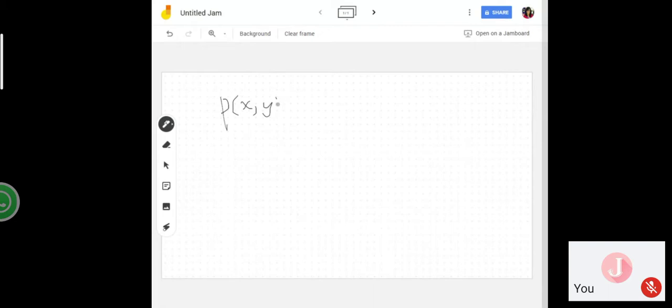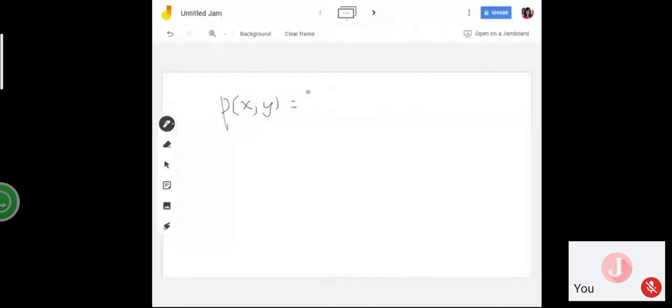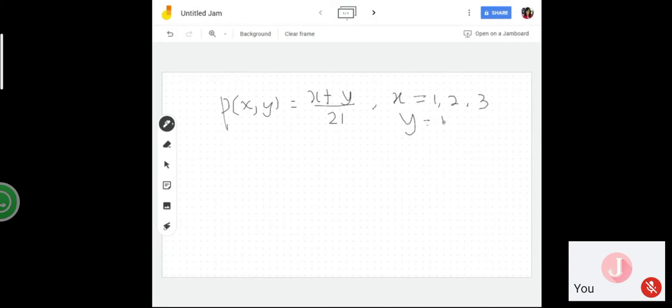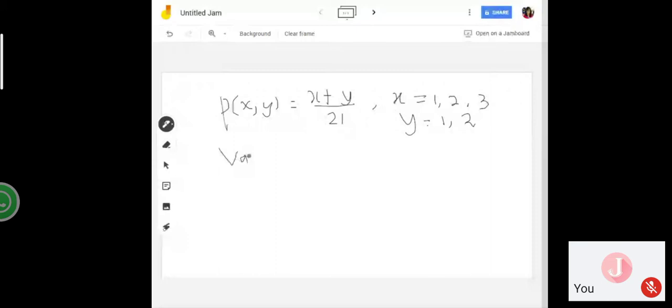Pxy, ini kamu dah buat dulu. Buat ni dulu, ini lagi senang. Pxy is x plus y over 21. Ini contoh yang kamu pernah buat dulu. So X is 1 to 3, 1, 2, 3. And Y is 1 to 2. So ini lagi senang sebab kamu dah buat contoh ni. You try this question and find variance of Y given X equals to 3.